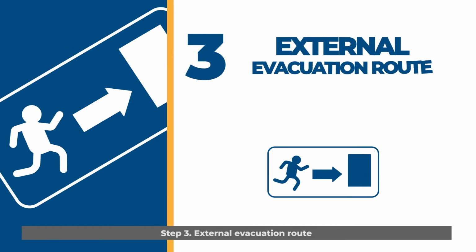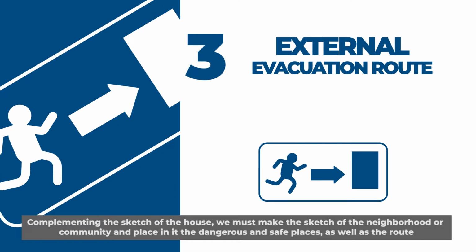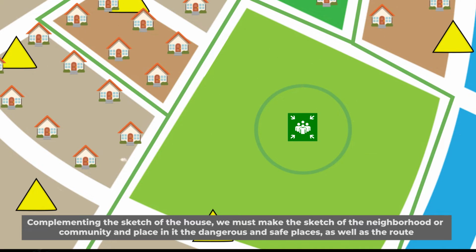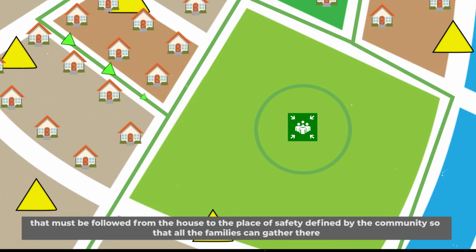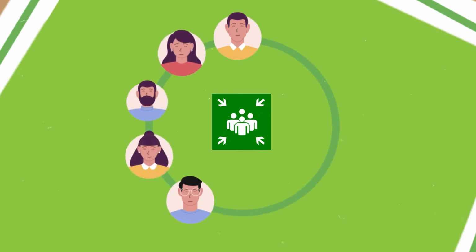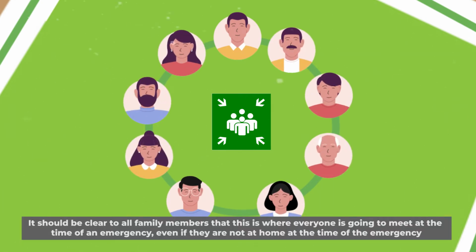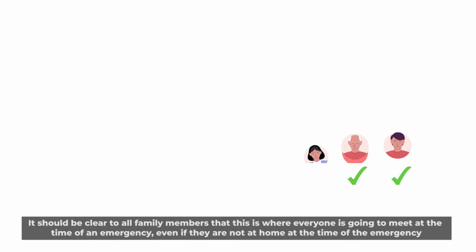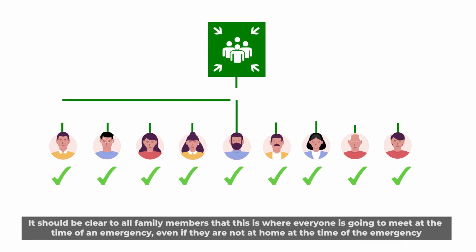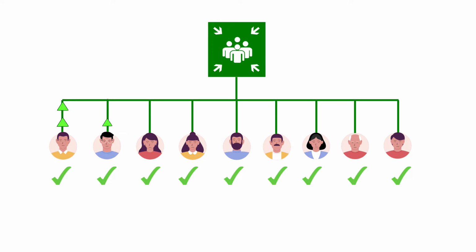Step number 3. External evacuation route. Complementing the sketch of the house, we must make the sketch of the neighborhood or community and place in it the dangerous and safe places, as well as the route that must be followed from the house to the place of safety defined by the community so that all the families can gather there. It should be clear to all family members that this is where everyone is going to meet at the time of any emergency, even if they are not at home at the time of the emergency.